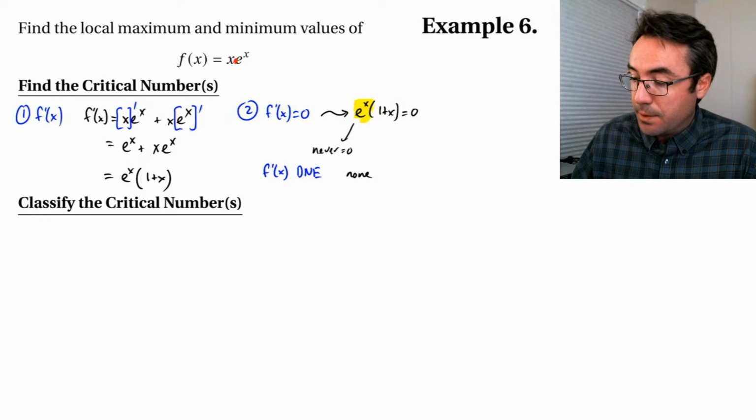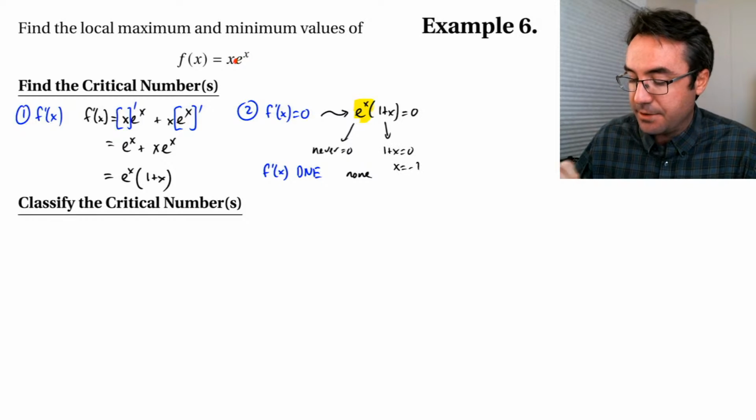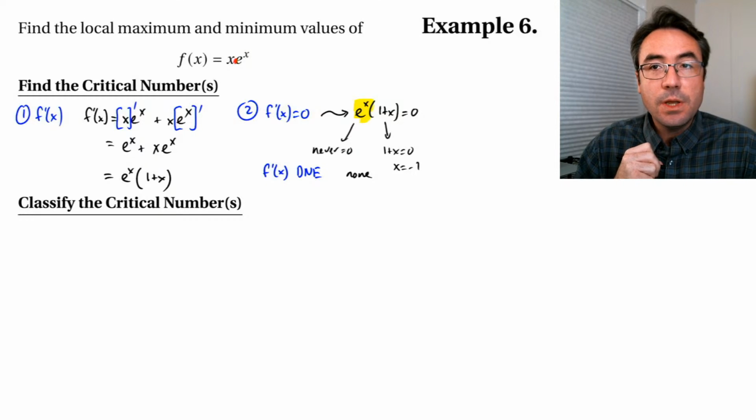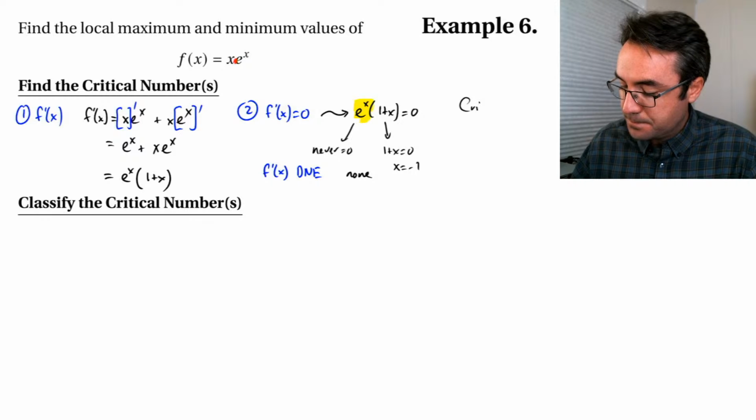The other factor is 1 plus x. So there we could set that equal to 0, and that's not too bad to solve. We get x is equal to -1. So we found our critical number. Well, we found only one, actually.